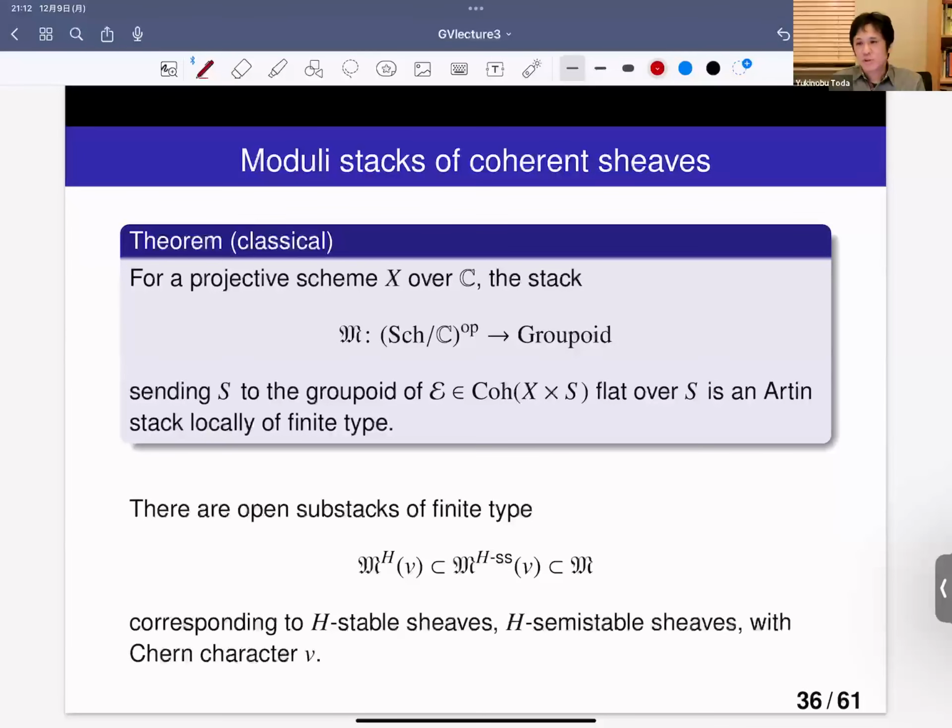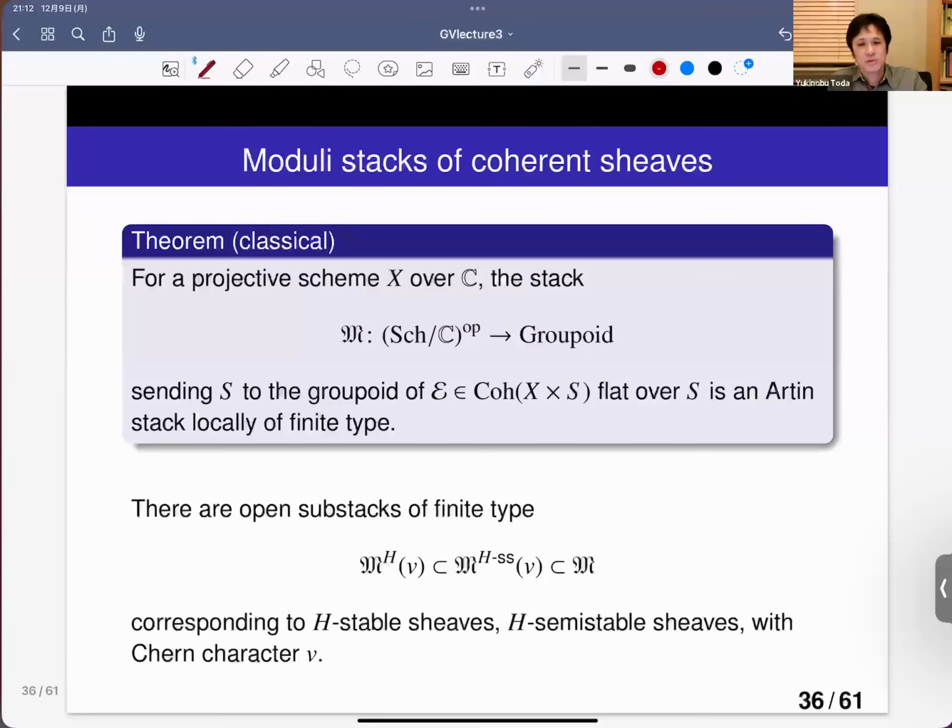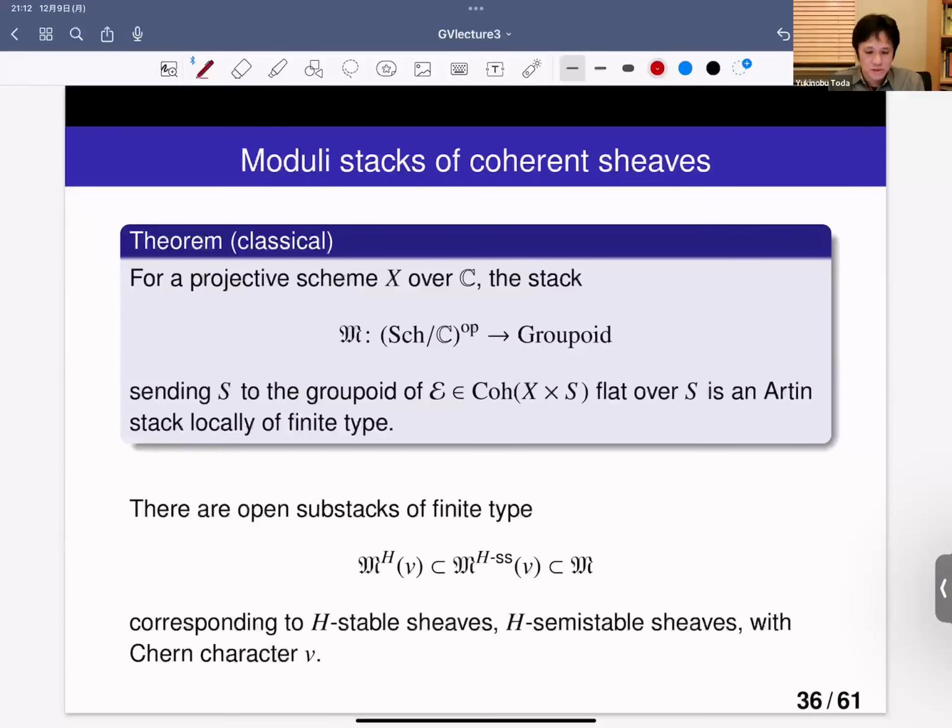So then we can consider moduli stacks of coherent sheaves. That is, for a projective scheme X over a perfect number field, let's consider the stack sending S to the groupoid of E, that is, a flat family of sheaves over S. So now this is an algebraic stack locally of finite type. If the target is not a groupoid but a set, then this is not represented by a scheme. But by replacing set with groupoid, it is realized by a very nice algebraic stack.